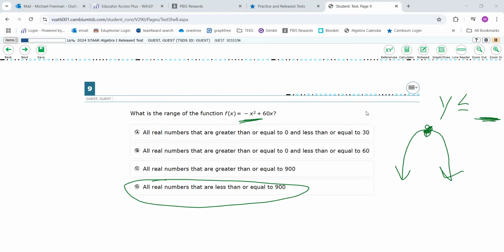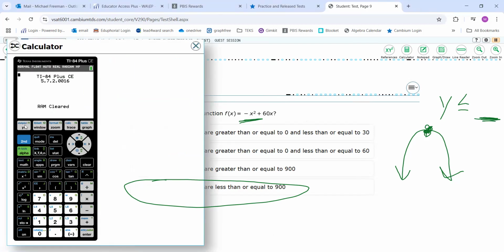Let's see, could I have graphed this? If I go to my graph and type in negative x squared plus 60x, and I hit graph, I don't know what it is exactly. That really didn't help me any, but I know it came up from the bottom, so hopefully it's facing down, but we really can't see it. So that didn't help us any.